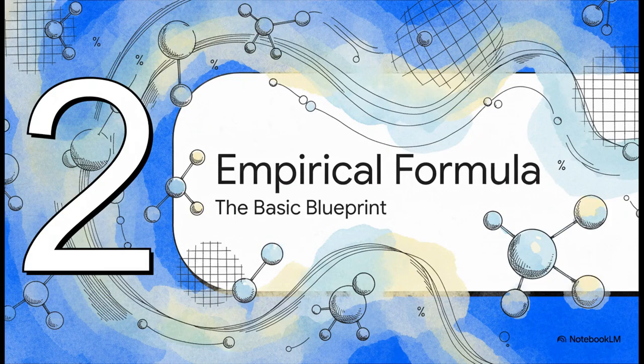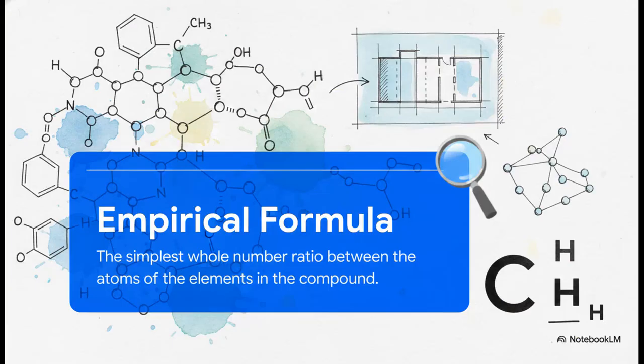Section 2. Finding the empirical formula. Think of the empirical formula kind of like a basic architectural blueprint. It won't tell you the final size of the finished building, it just gives you the absolute simplest ratio of the materials used. It's the most reduced, bare-bones representation of a compound possible. So say your compound is made of carbon and hydrogen, the empirical formula just tells you the foundational ratio. Like, okay, we have 1 carbon for every 2 hydrogens.